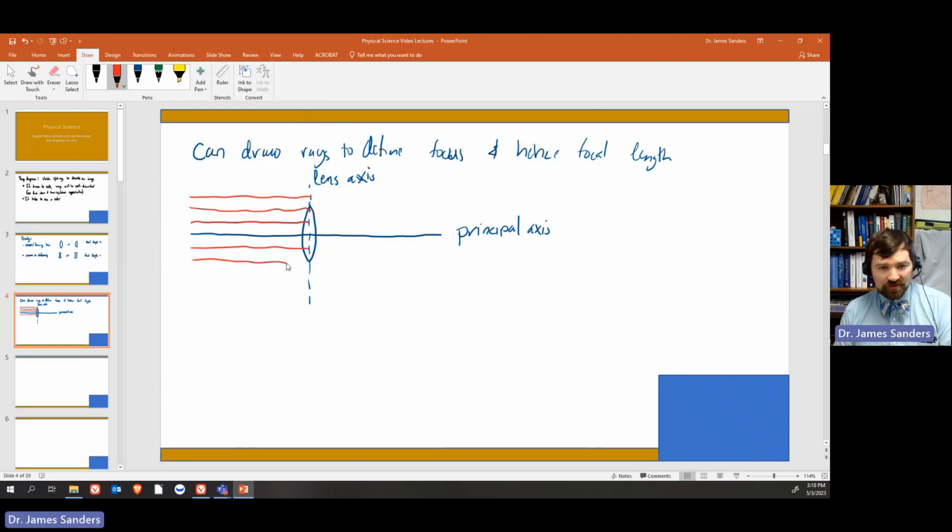So once I've got these drawn, basically they're coming in straight like this. So these are my rays. Essentially, they're going to bend at this point here, and they're going to bend in such a way that they cross the axis at some point.